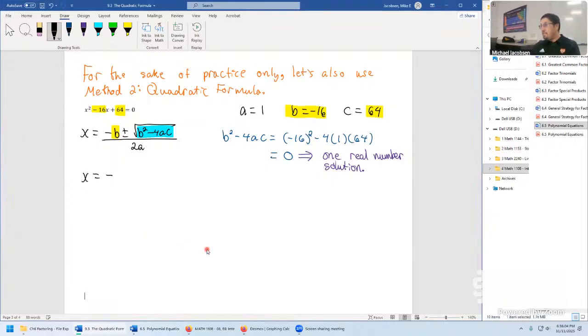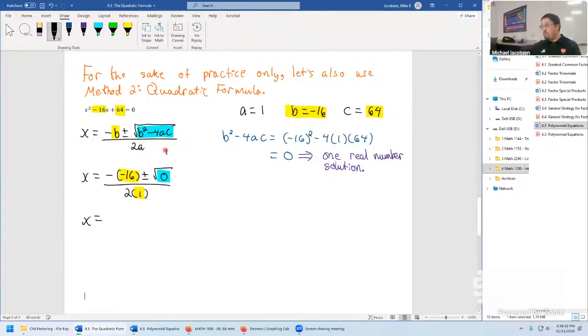X equals negative of negative 16 plus or minus the square root of 0 all over 2 times 1. This part is also tricky. That negative sign gets inherited down here, but the b itself is negative 16, so there's a double negation that occurs in this problem. Also, a is 1, so the denominator is just a 2. And that's the discriminant we just computed.